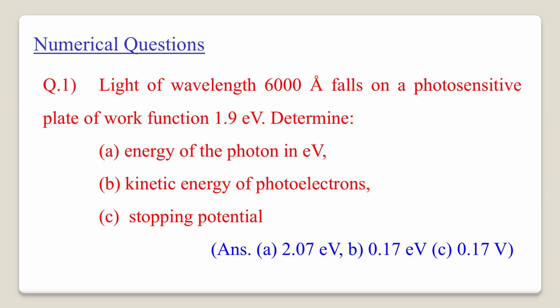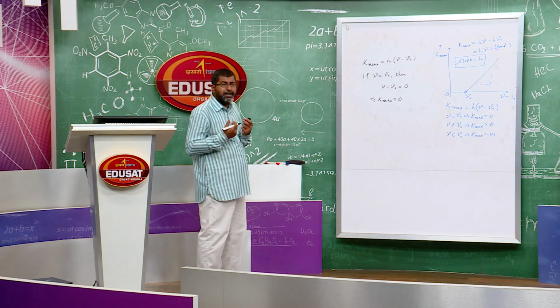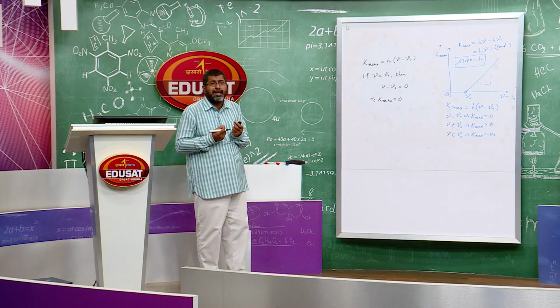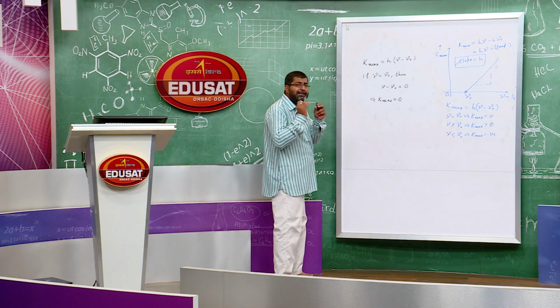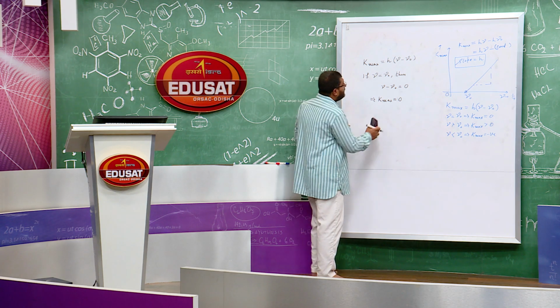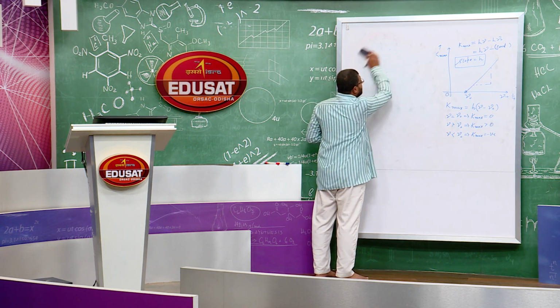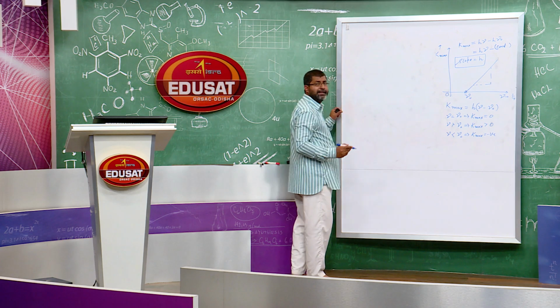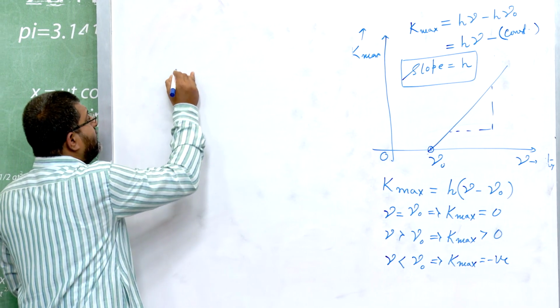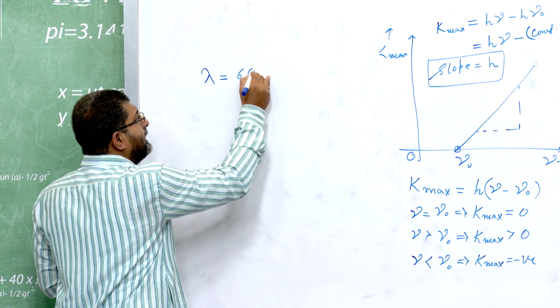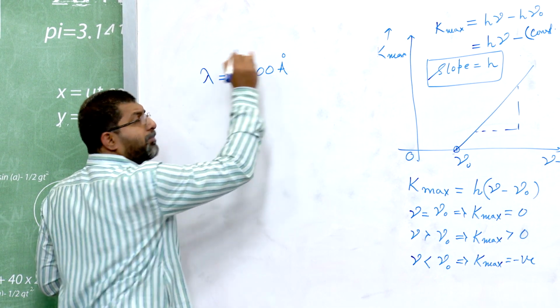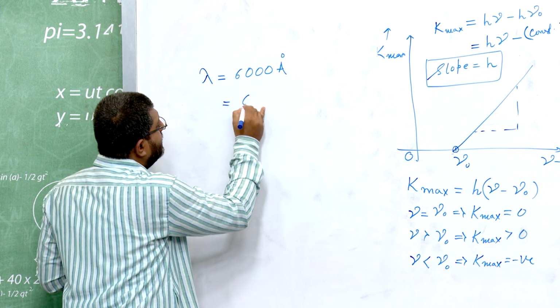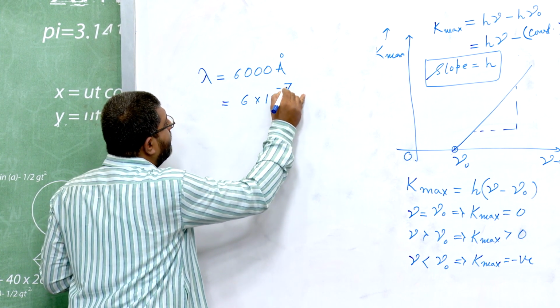The first question: a light of wavelength 6000 angstrom falls on a photosensitive metal plate of work function 1.9 eV. Determine the energy of the photon in electron volt, the kinetic energy of the photoelectron and its stopping potential. I will not go into detail solving this question, rather I will give some hints. Let us see what data was given. Wavelength of light is 6000 angstrom, and this is nothing but 6 into 10 to the power minus 7 meter.